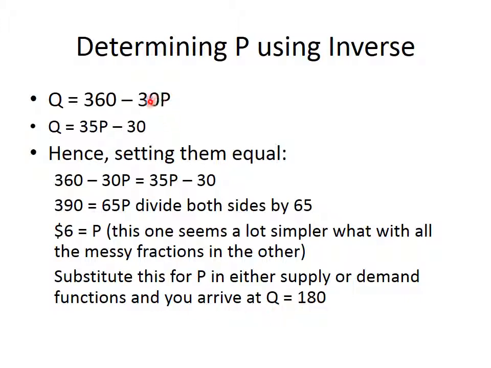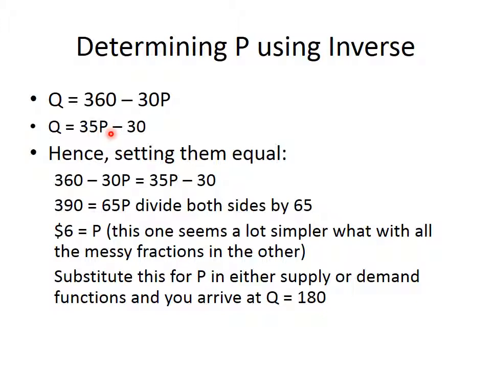Put it right here. I can do this one in my head. There's not much I can do in my head, but this one I can do in my head. 360 minus 30, we just figured out P is 6. So 360 minus 30 times 6 is 360 minus 180, which is 180, which is what we figured out. We could do it here too. It's not that much more difficult.